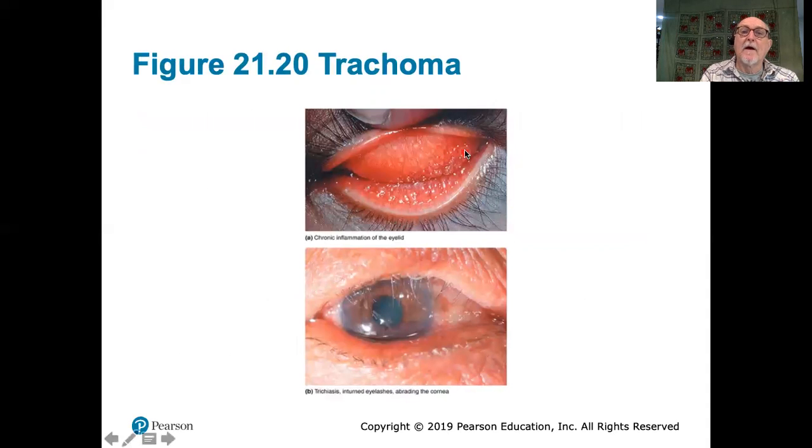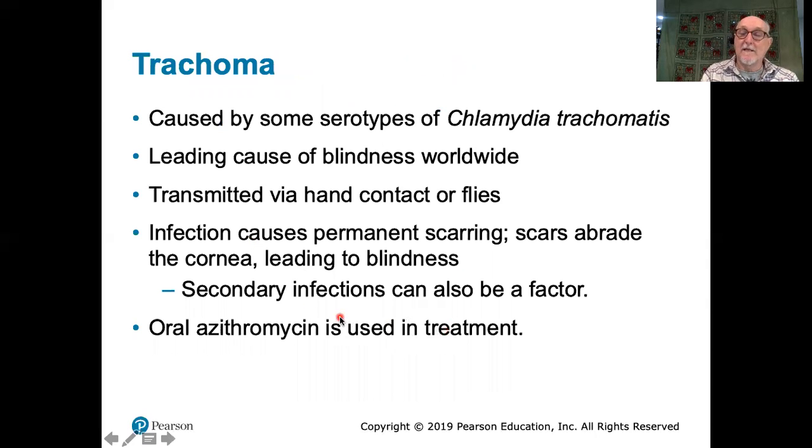So this is constant irritation of the conjunctiva and the lining of the eyelids, and it causes the eyelids to swell and to push the eyelashes inwards. They roll over, and the eyelashes actually abrade the cornea and cause blindness. It's a very, very common cause of blindness, but there is a very good treatment, and that is oral azithromycin.